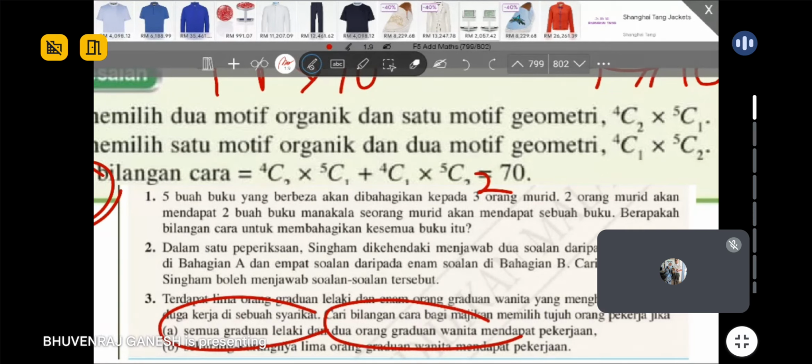Okay, so basically 5 male, choose 5. So 5C5. 6 female, choose 2. 2 orang wanita. So the answer is 15. Okay, so now you all look at question B.